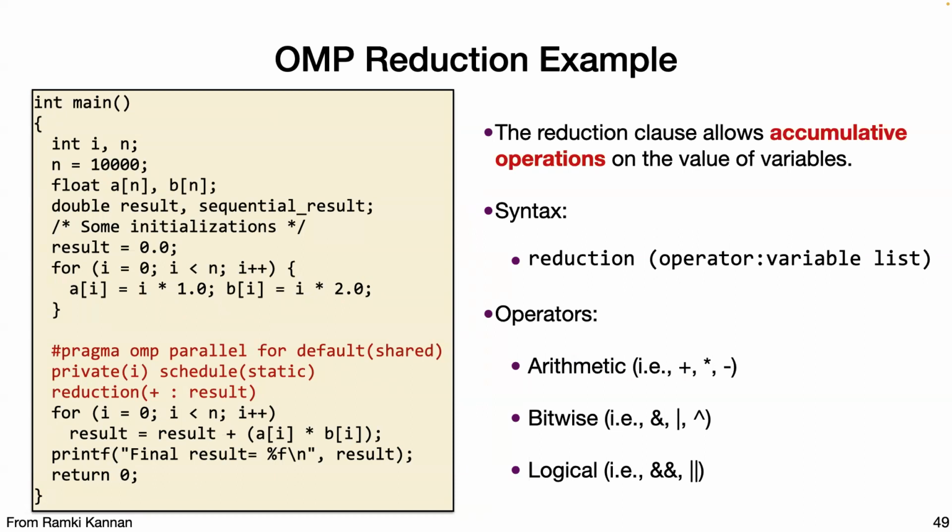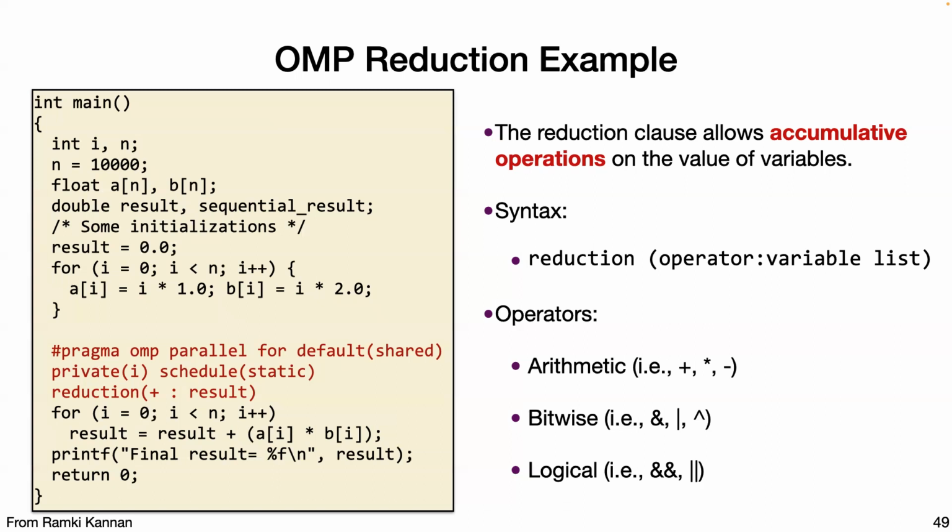Then we specify parallel for, with shared, private (I is private), the schedule is static, and then you specify reduction. The inputs to reduction are the operator that you want and the output that it's going to go into. We declared result up there. And here, this for is parallel, and result is result plus some multiple of the two things.